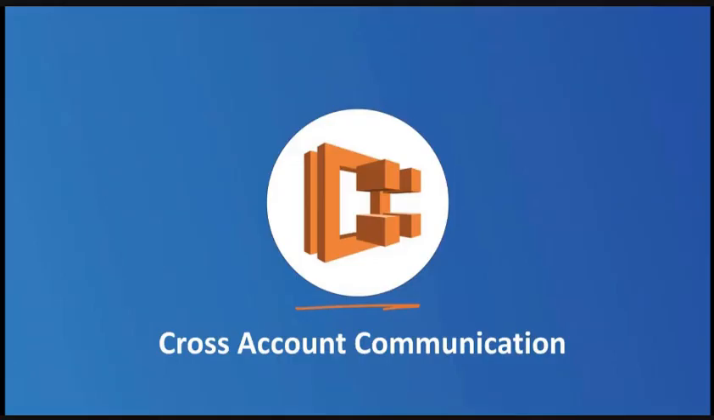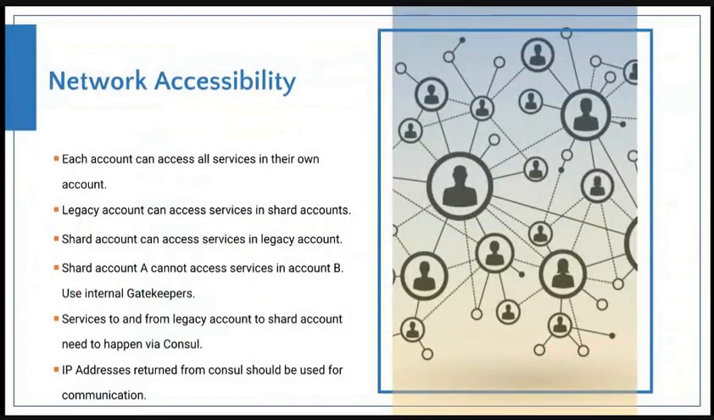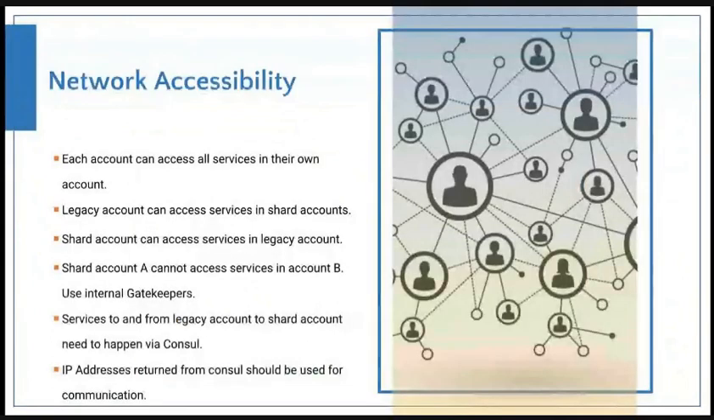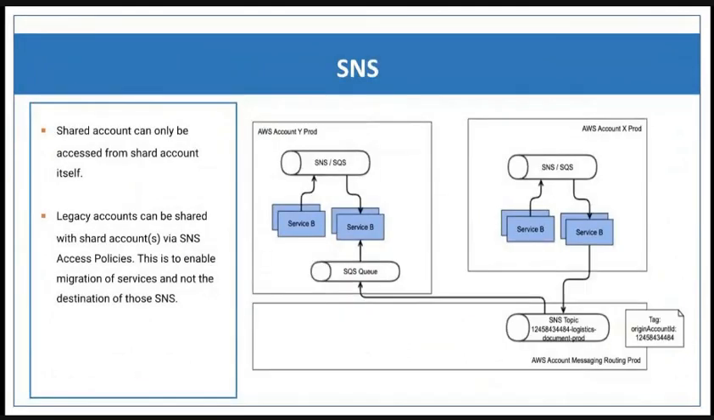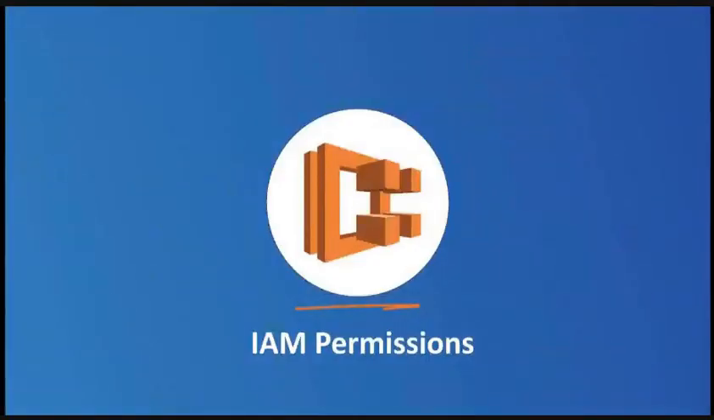Okay, so I think we're running out of time, and there's a cross-account setup. I would leave this for you to explore on your own. These slides will be shared. Essentially, this is not part of ECS, but it's also very good to understand: what kind of network accessibility we have between our ECS clusters and ElastiCache, SNS and SQS. So go and look at these on your own time.